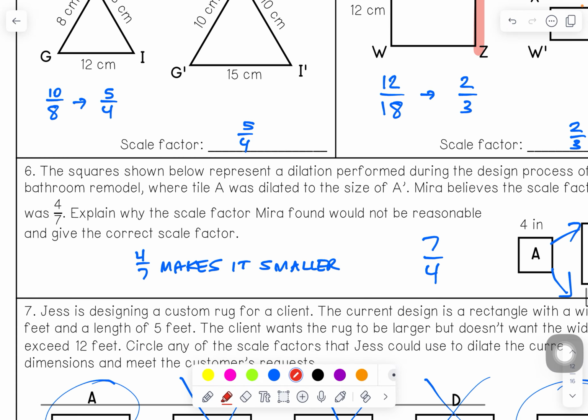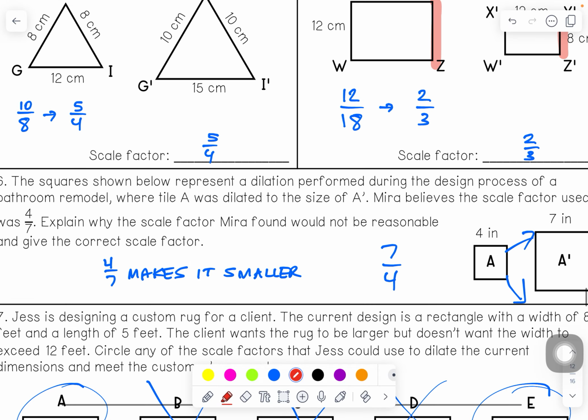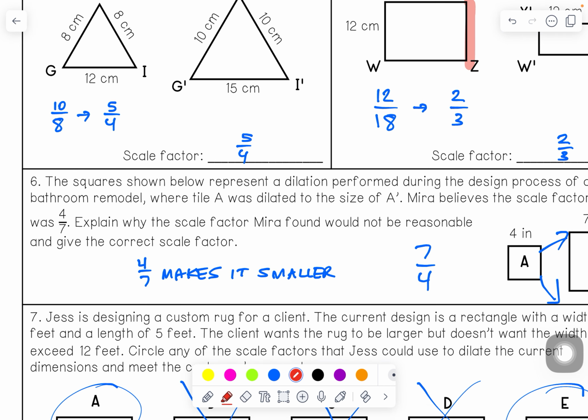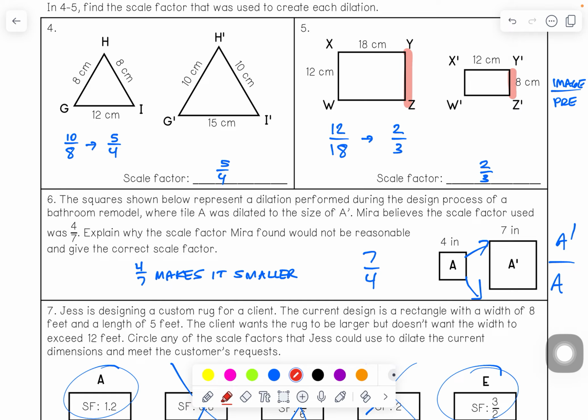The square below shows a repetition of dilation performed during the design process of a bathroom remodel, and so on and so forth. Mira is claiming that this is not a reasonable scale factor, and she's right, because the number 4/7 would actually make this figure smaller, not larger. So 7/4 would have been the better option.